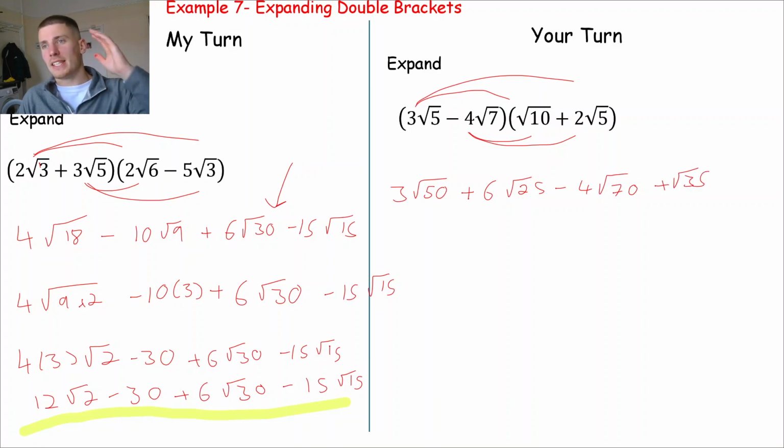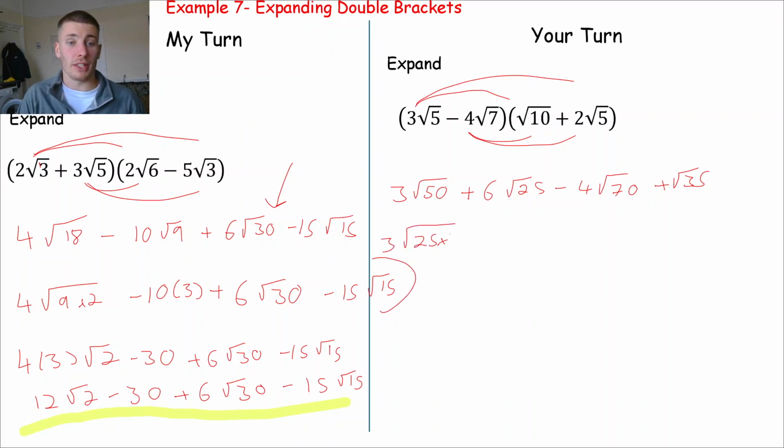And if you can, you've got to break these down a little bit further. Root 50, you can break down further because it is equal to 3 root 25 times 2, because 25 is a square number. Root 25 is simply equal to 5, so it's going to be plus 6 times 5. You've then got take away root 70. You can't break down any further, I don't believe. We can check it on a calculator. You type in root 70, it comes out as root 70, so you can't break it down any further. So take away 4 root 70, and root 35, you can't break down any further. So just keep it as plus root 35.